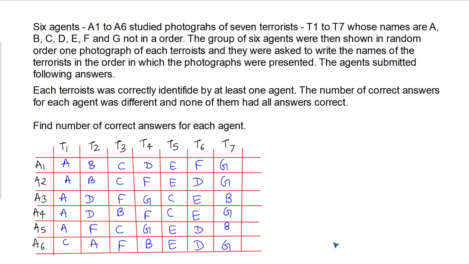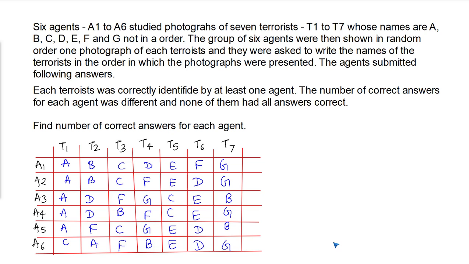Six agents A1 to A6 studied photographs of 7 terrorists T1 to T7 whose names are A, B, C, D, E, F, G, not in order. The group of 6 agents were then shown in random order one photograph of each terrorist, and they were asked to write the names of the terrorists in the order in which the photographs were presented. The agents submitted the following answers. The table represents the answers given by the agents.